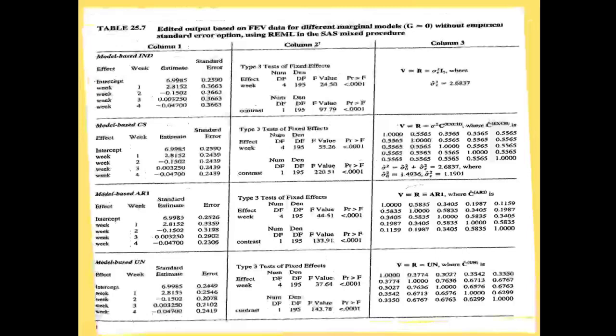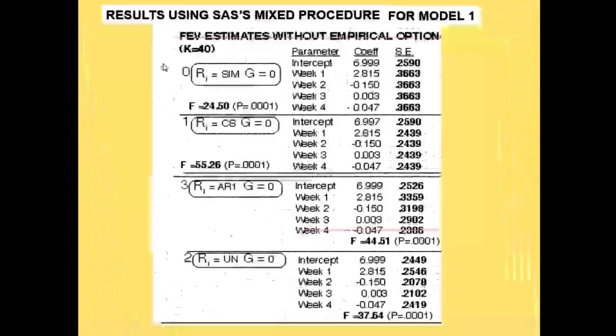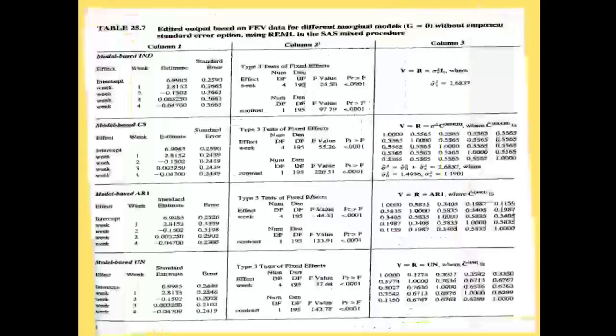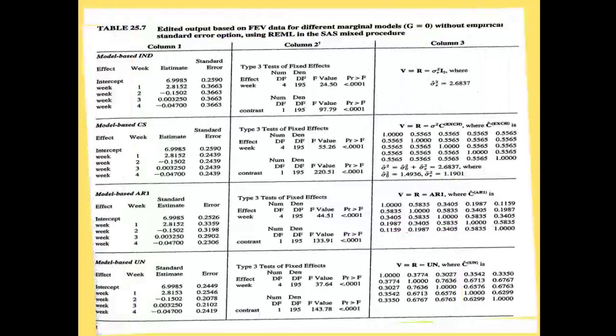I don't know if you can see it way back there, but it says here, edited output based on the FEV data for different marginal models without the empirical standard error option using REML in the SAS mixed procedure. So I use REML, which is what most people are going to do, and this is without the empirical option. If you look at these numbers in column one, what I've put in column one is exactly the same information I have here. Same information. I just put it in this table. Okay. Now, look at column three.